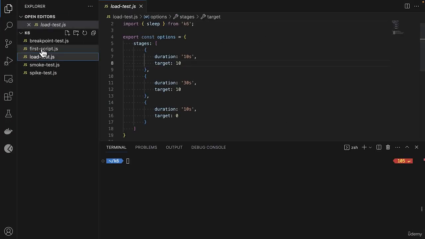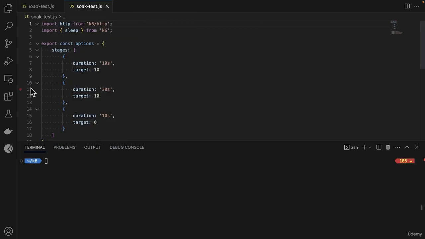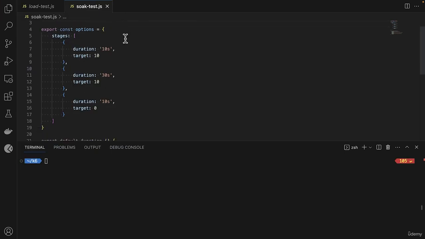So because I mentioned a load test, let's go ahead to the load test and simply duplicate it. I'm going to rename it to soak test. So for example, we will have here the ramp up stage. In this case, let's say we're going to have this for 5 minutes, I'm going to say 1000 users. And the ramp down is also going to be 5 minutes, and we're going to get to 0.